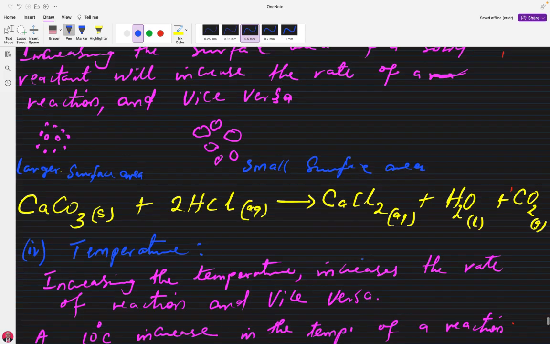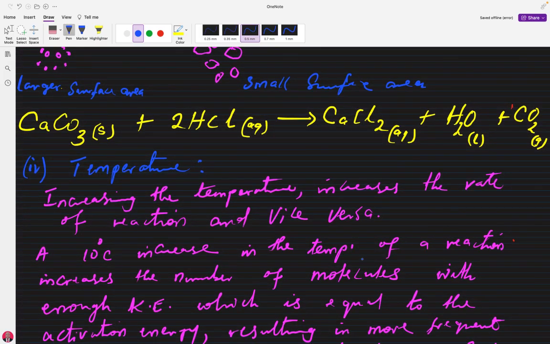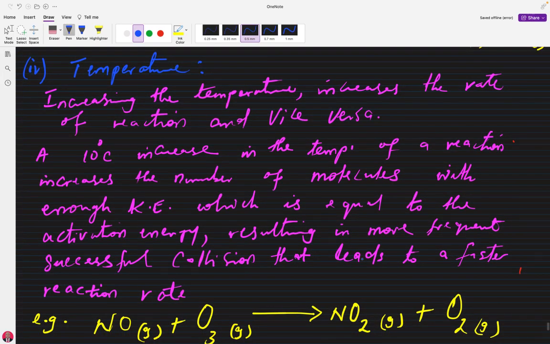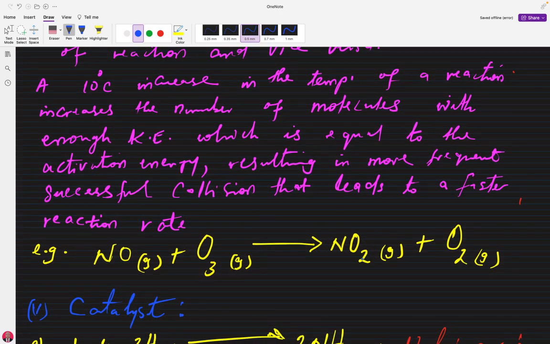Now, I went further to temperature. Temperature is also another factor that helps to increase the rate of reaction. How does this happen? Increasing the temperature increases the rate of reaction, and vice versa. A 10-degree increase in the temperature of a reaction will increase the number of particles with enough kinetic energy, equal to the activation energy, resulting in more frequent successful collisions that lead to a faster reaction rate. I gave an example of nitrogen monoxide reacting with ozone and leading to nitrogen dioxide, and this is what is leading to the depletion of the ozone layer.